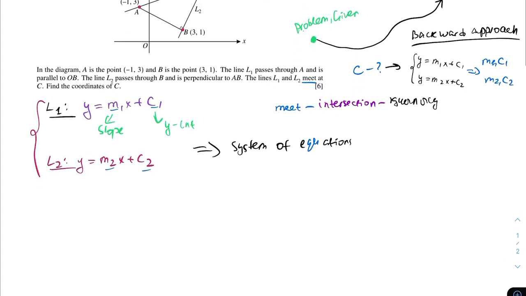Let's forget about L2 for now and solve L1. Let's call the slope of L1 m_L1. Let's highlight: the line L1 passes through A. We have the point A(-1, 3). And this line is parallel to OB.